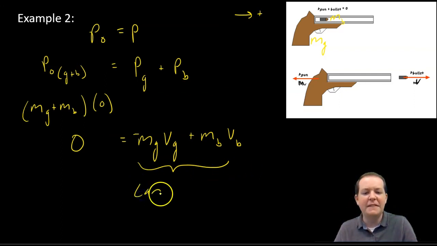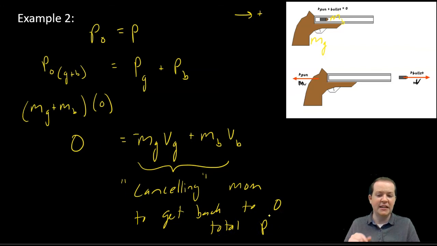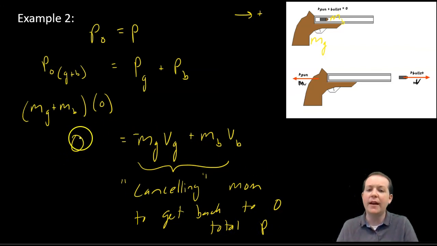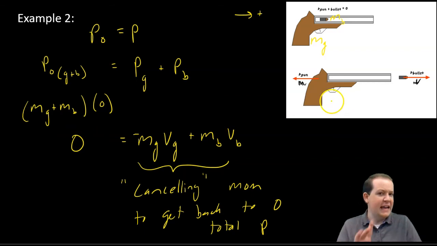These objects have canceling momentum to get back to 0 total momentum. And I have to get back to 0 total momentum because that's what I started with. This is, in fact, why guns recoil. And if you're thinking, wait a minute, Mr. Thrasher, you use a similar explanation for Newton's third law, you're absolutely right.